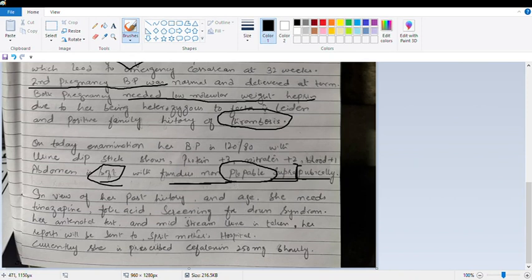In view of her past history and age, she needs trisomy and folic acid screening for Down syndrome. Yeah, Down syndrome is the appropriate thing to include in this situation. You again start your sentence with a lowercase letter, because here you mention the full stop and you start with a lowercase letter. If you do that again, you will definitely lose your marks.